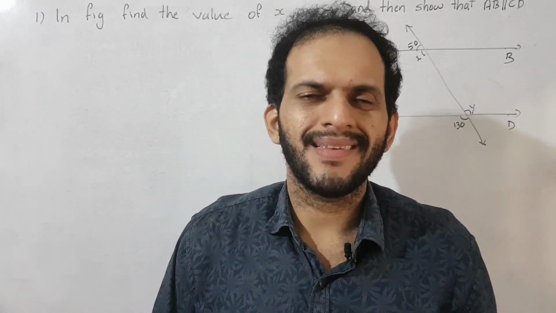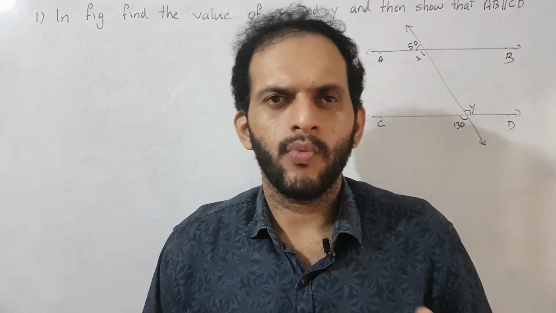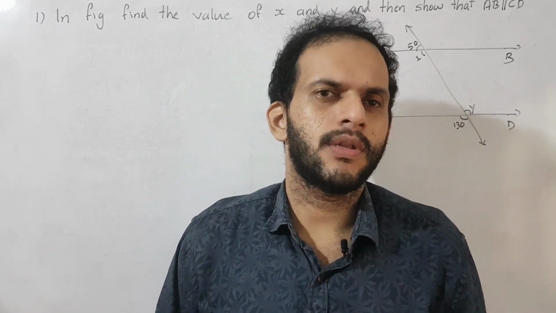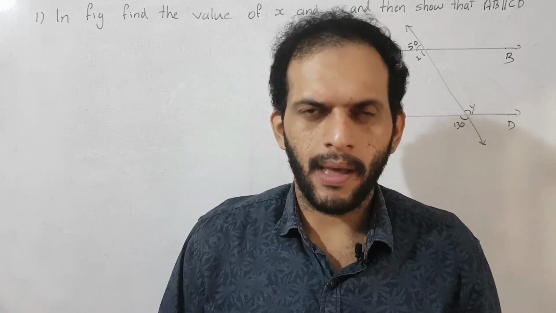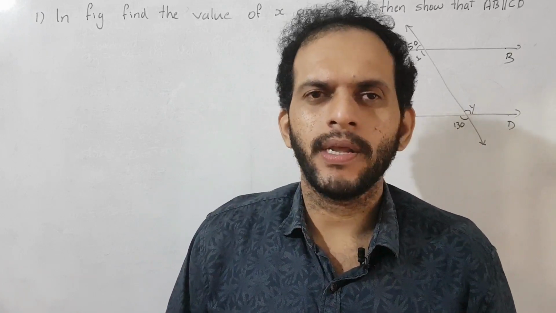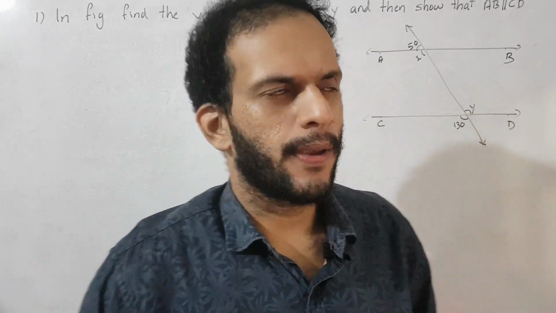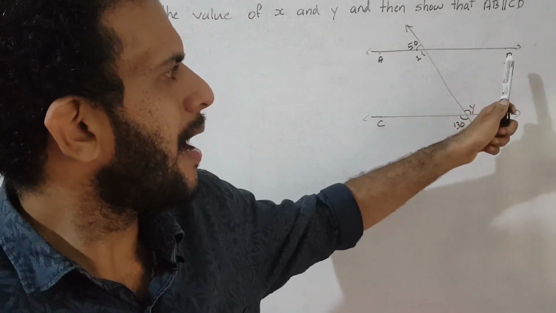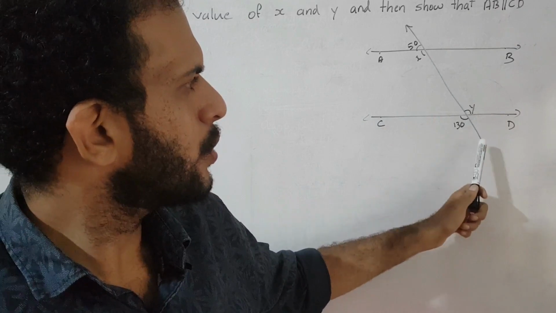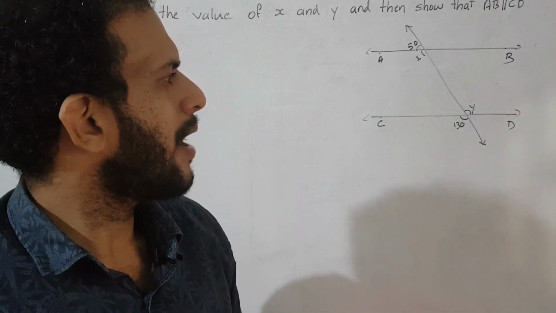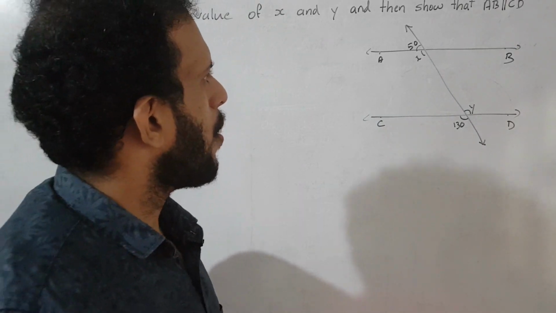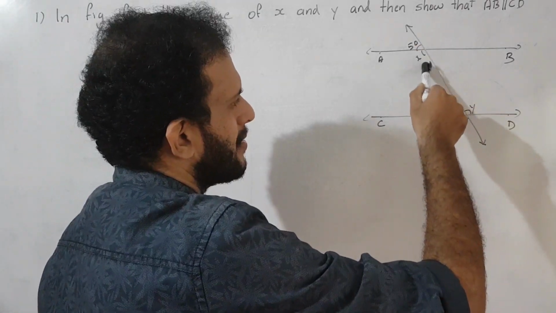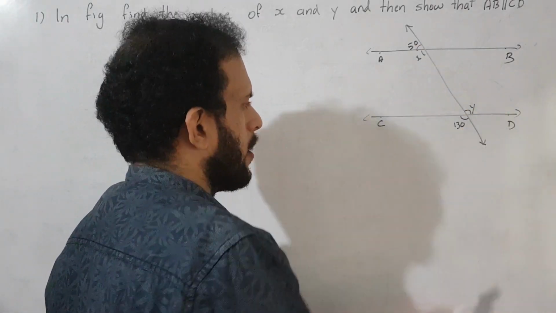But the question says that before this, we need to find the value of x and y, and only after that show that the lines are parallel. So first we find the value of x and y. Here AB is a line and the transversal is also a line. These two lines intersect at two points. There we get the angles 50 and x. Here we get 130 and y.